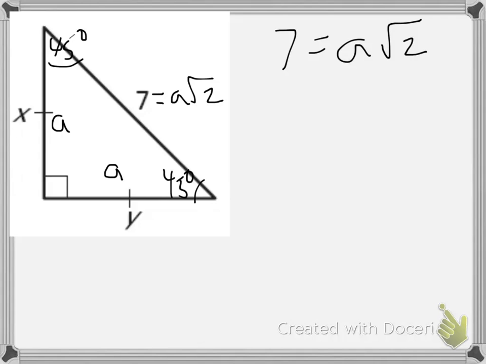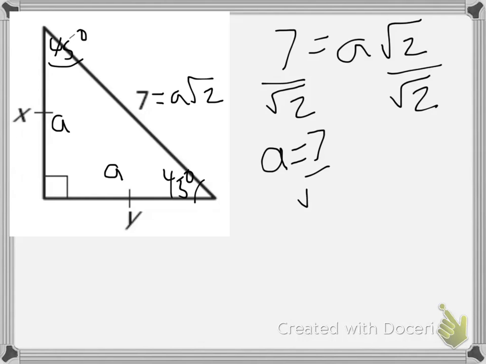So in order to get a by itself, there's a timesing by root 2. So I'm going to divide by root 2, and I get a equals 7 divided by the square root of 2. Well, that's not in simplified radical form, so we'll just do that here. Multiply by a fancy version of 1. It's called root 2 over 2.